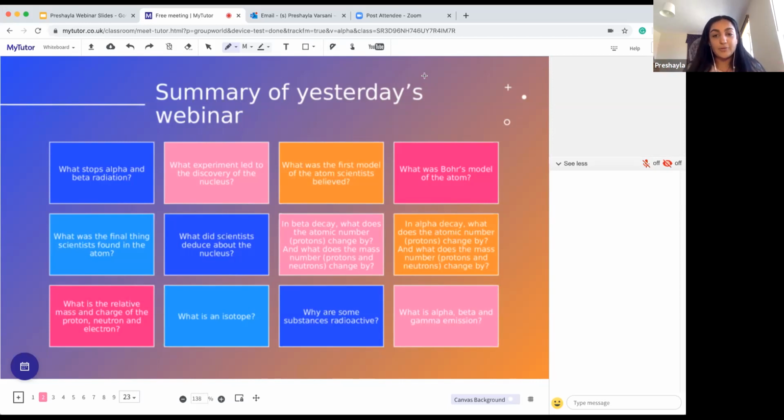The plum pudding model is a sphere of positive charge with electrons dotted around it. The electrons are supposed to be the plums and the sphere of positive charge is the pudding. So the first model of the atom is this idea of the plum pudding.